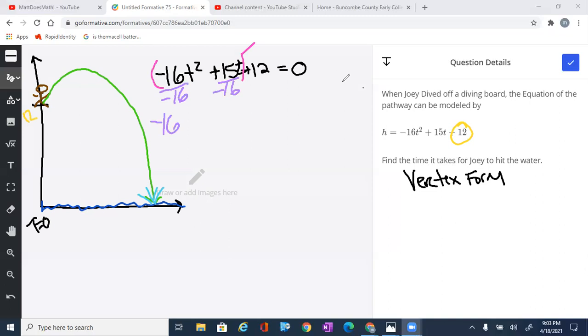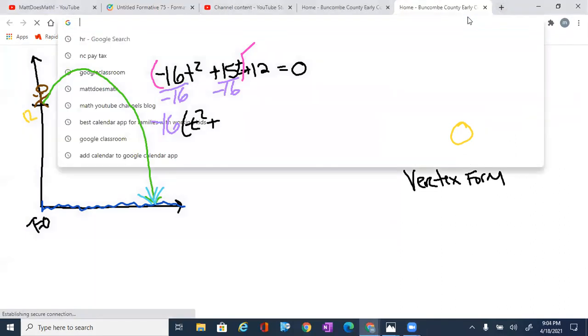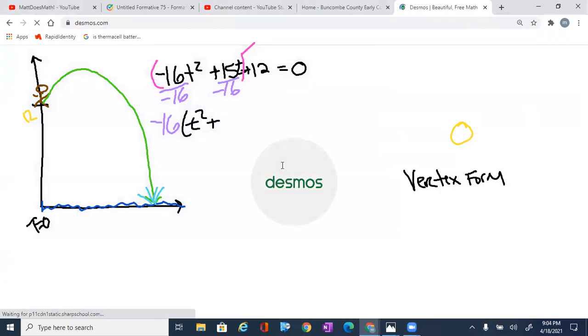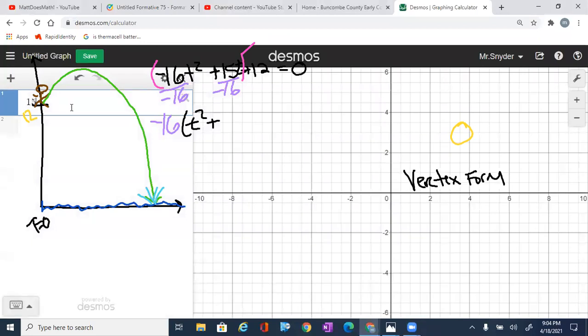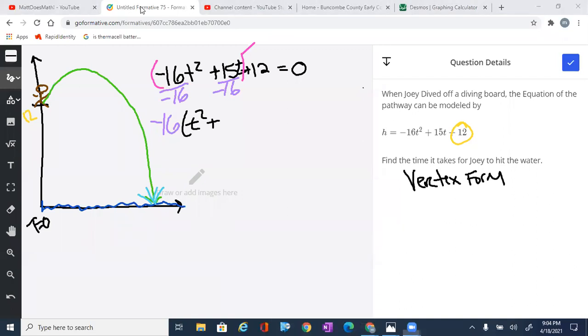Okay, and what that is going to leave me with is t squared plus, and now let's go ahead and make life a little bit easier on ourselves. We're going to go off to Desmos. And as we go off to Desmos, I'm going to type in 15 divided by negative 16. That is going to give us negative 0.937 or negative 0.94. I know that's hard to read. So negative 0.94. So let's go ahead and erase this. And I'm going to write negative 0.94t plus 12 equals 0.